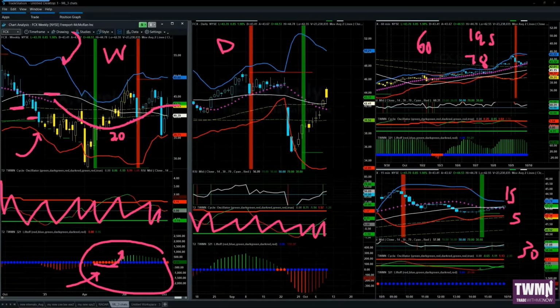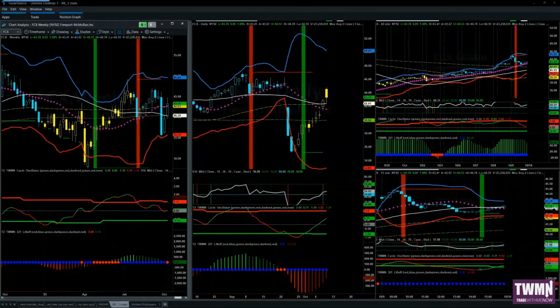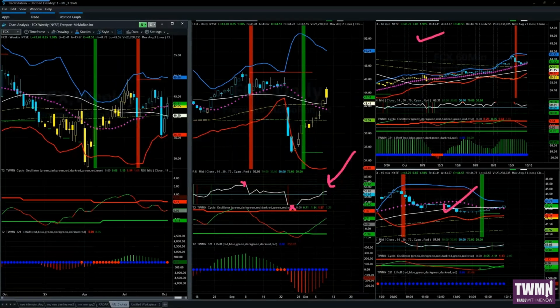Same with the daily. Now in the daily chart, I do like to look at the RSI indicator. This is just a stock RSI indicator just to show me relative strength, when it's overbought, when it's oversold. I like seeing that. And I have an hourly and a shorter term time frame.